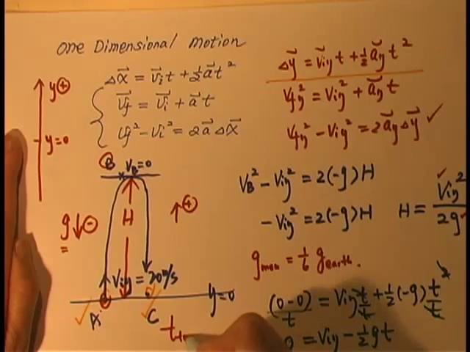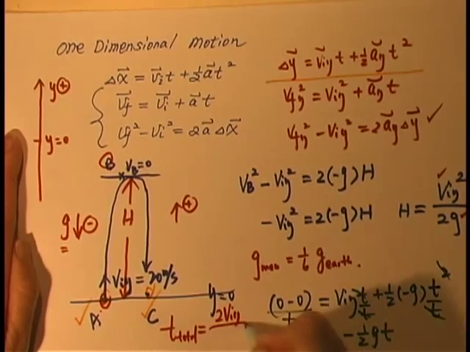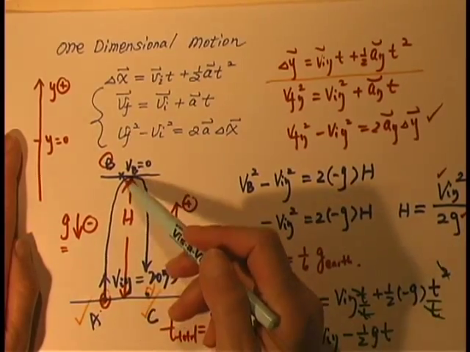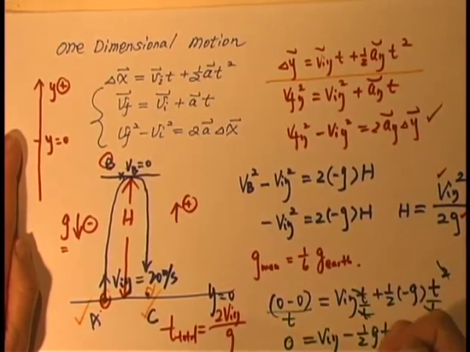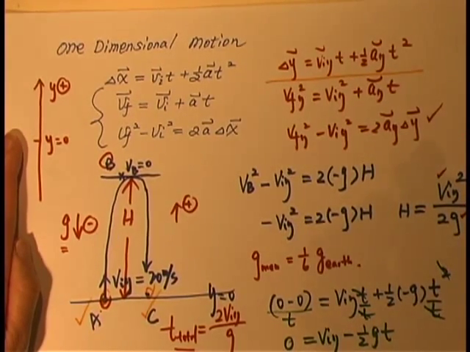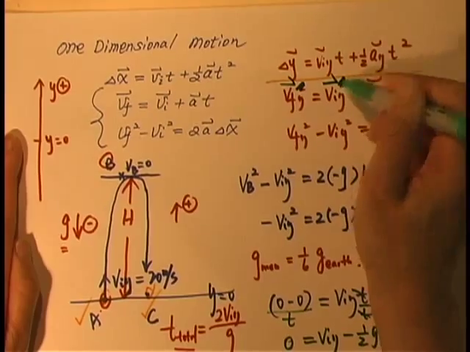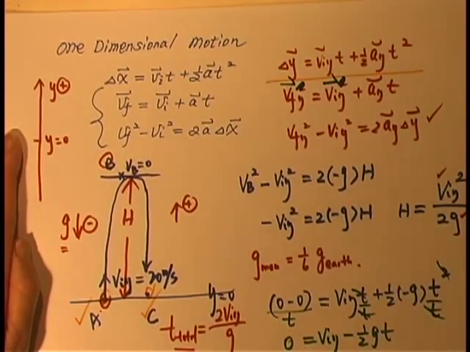T total equals twice v initial y over g. So you suspect that going up is v initial y over g and coming down is another. That's why the total is twice that. Actually, that's absolutely right. Why? Because look at this. If we apply, here we go, I think it should be v final equals v initial plus at. That equation.